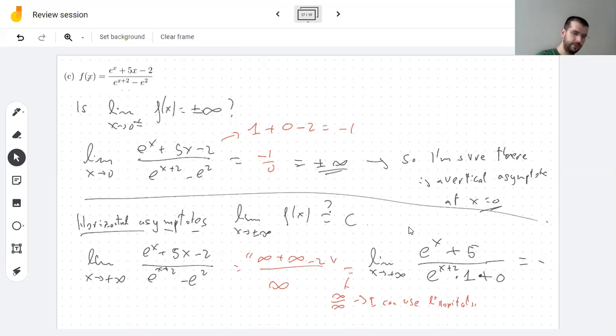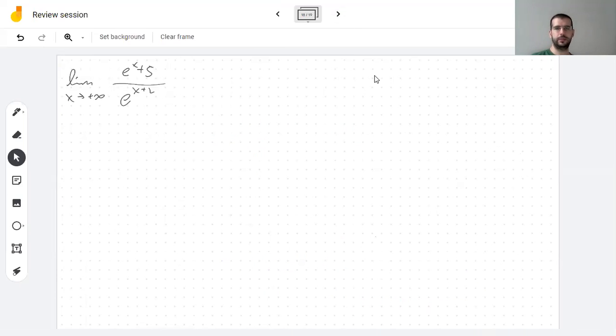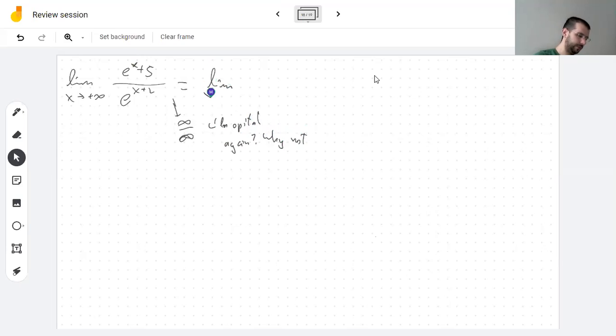The limit of e to the x plus 5 divided by e to the x plus 2. Okay, so this is again infinity divided by infinity. So why not L'Hopital again? You know why I want to do L'Hopital again? Because it seems easy to do. So I'm not losing much by trying. So e to the x stays the same, but 5 disappears. And e to the x plus 2, I already found this derivative before. It was e to the x plus 2. So this is the limit of e to the x divided by e to the x plus 2.